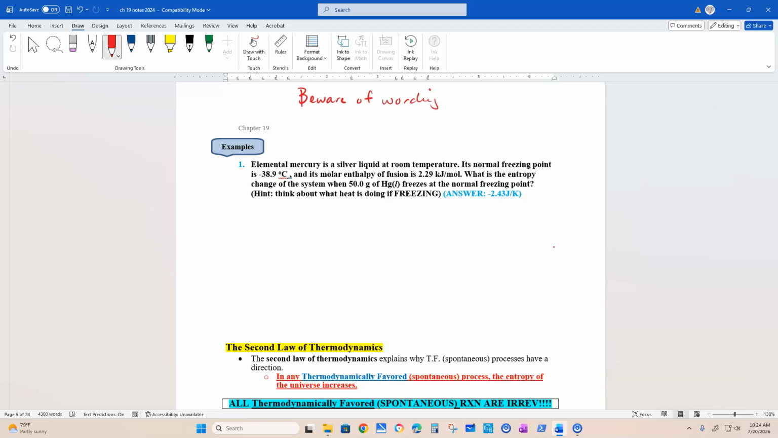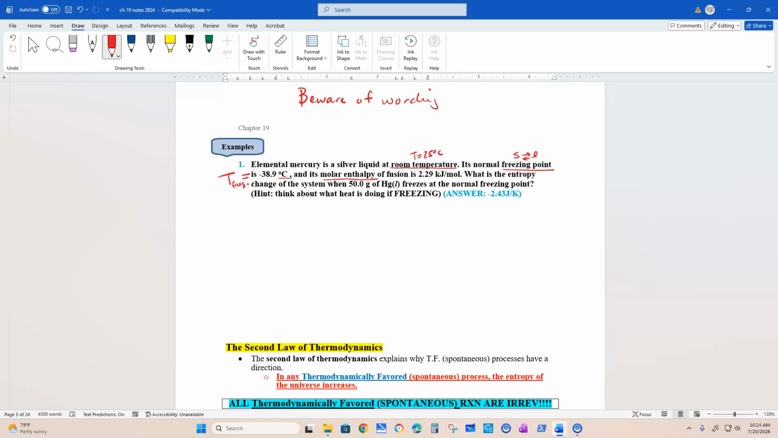because they may try to trick you about the Q. So if I have elemental mercury, a liquid at room temperature, I'm just keeping track of some stuff. Its normal freezing point, solid to liquid, liquid to solid, says that the temperature is negative 38.9. At room temperature it's a liquid, but when I freeze it into a solid, I'm going to put temperature for freezing, negative 38 degrees Celsius.